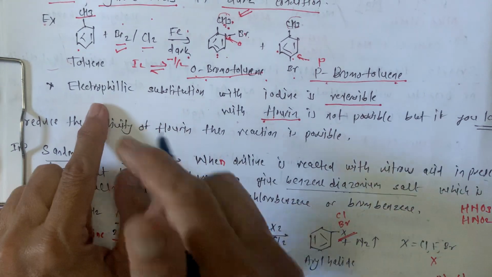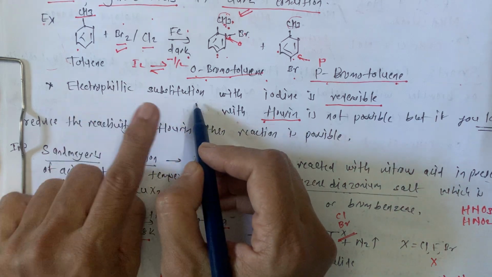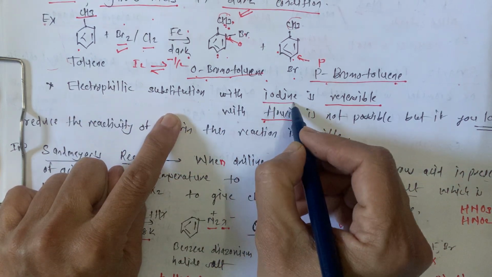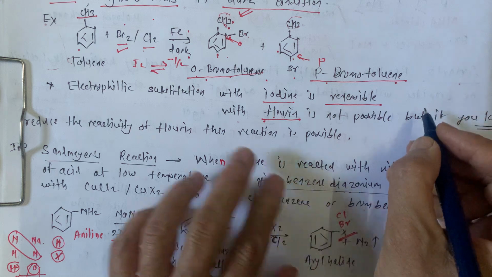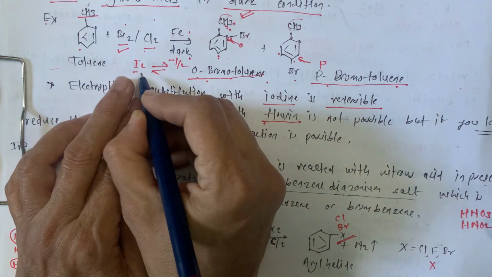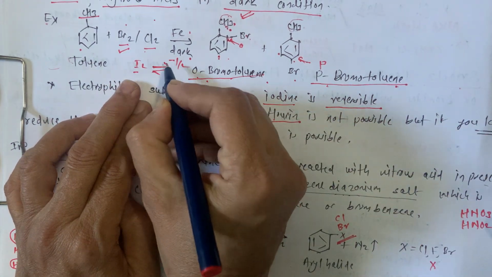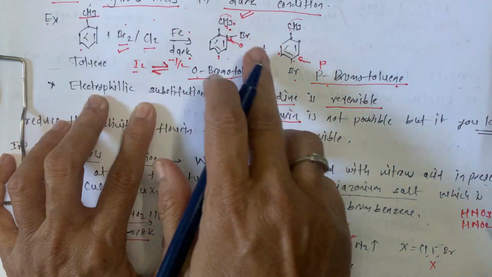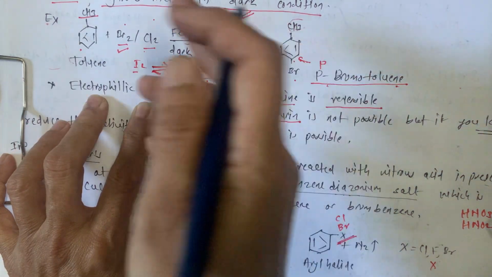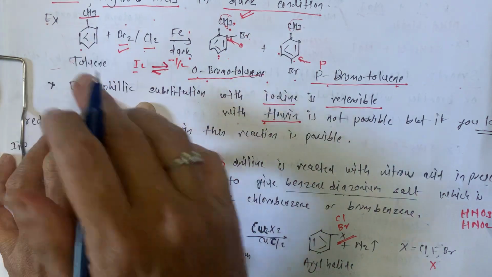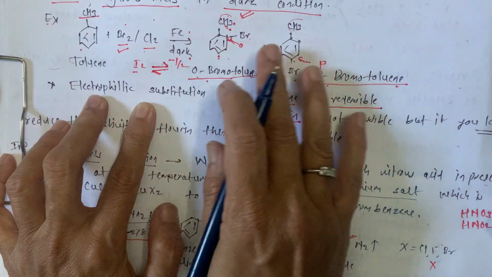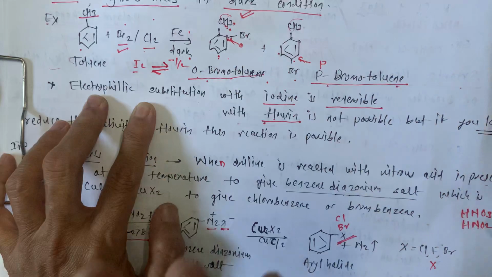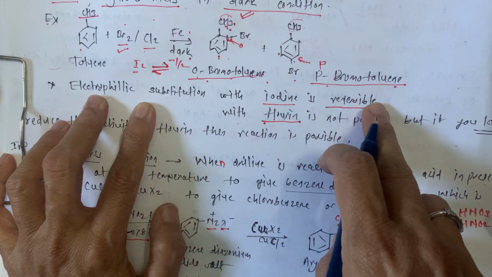And the next important thing is that electrophilic substitution with iodine is reversible. Reversible means if you treat with I2, there is a half arrow here and a half arrow there, meaning reactant is converted into product and product is again converted into reactant. So we know we don't get our desired product when it is a reversible reaction.